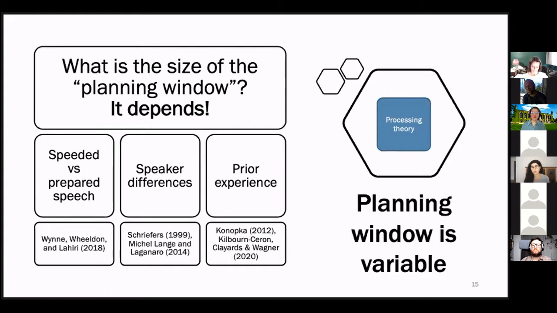So the conclusion that I arrive at, and this is where I'm pushing on the frontier of production theory, is that the planning window is variable. This is a claim that I want to work with, right? There's lots of evidence in the literature that I think is pointing towards this idea, but it's not something that's been explicitly tested yet.